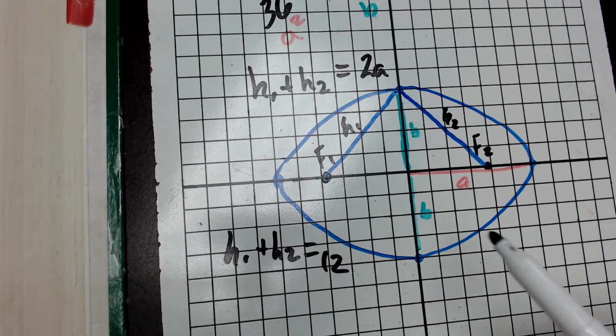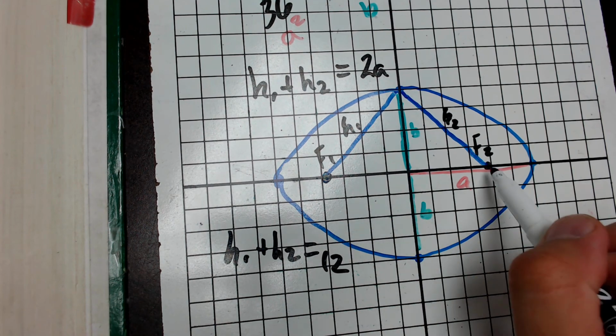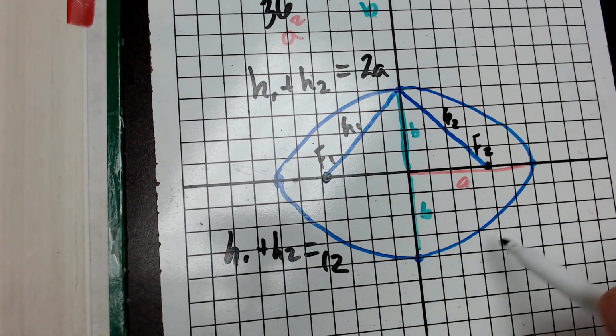Now, the interesting thing is both of these triangles are congruent because the focal points are at equal distance away from the center. The focal points are used in the locus definition of drawing the ellipse.